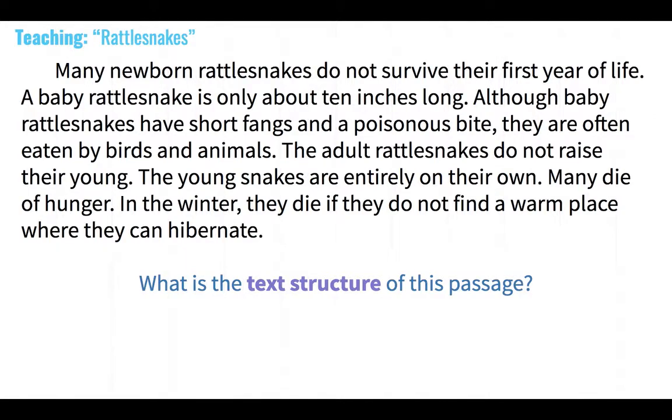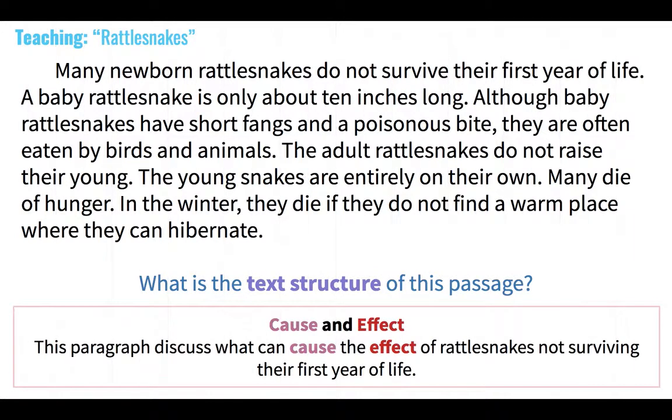I also need to identify the text structure of this passage in order to write a successful summary. I notice this text structure is cause and effect. This paragraph discusses what can cause the effect of rattlesnakes not surviving their first year of life. So some causes would be that they don't get enough food or that in winter they might die if they can't find a place to hibernate.